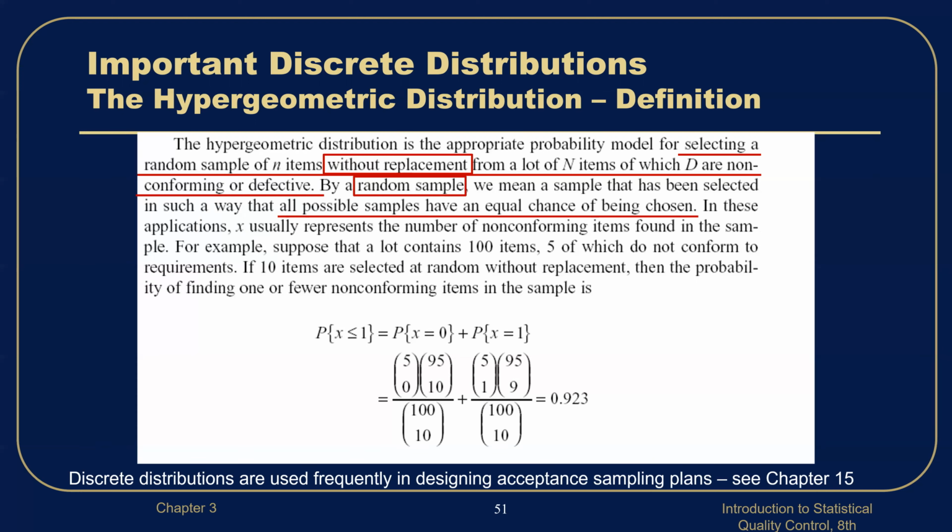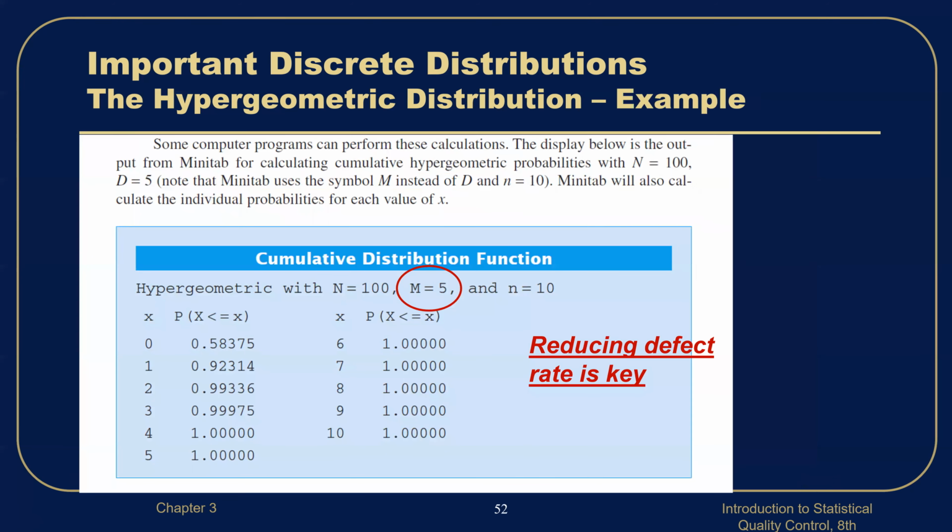In this example, the capital N is 100 and D is 5. The lowercase n, the sample size, is 10, and X is either 0 or 1, and we need to sum them up. So we plug in the values, and we get this probability. If we use Minitab to compute the probability, it uses capital M instead of capital D as the number of non-conforming items.